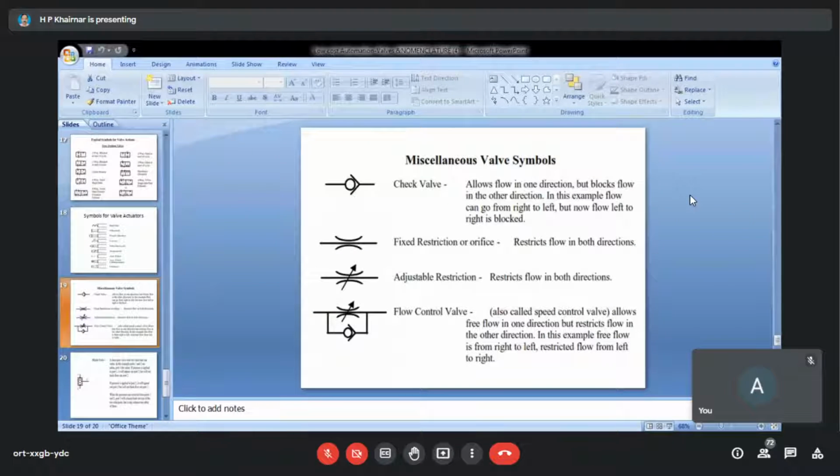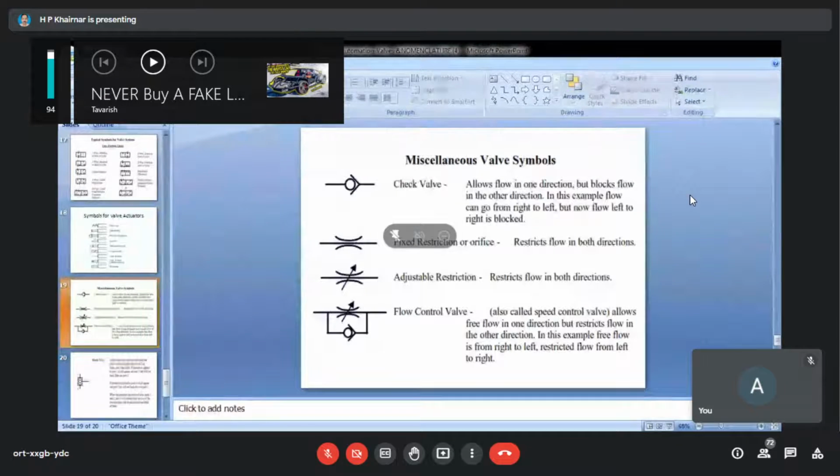Because this is the necessity in industrial applications. Wherever you are going to apply it, you don't require uniform speed most of the times. You require variations in speed. So as per your requirement, it can be adjusted with the help of this valve orifice.